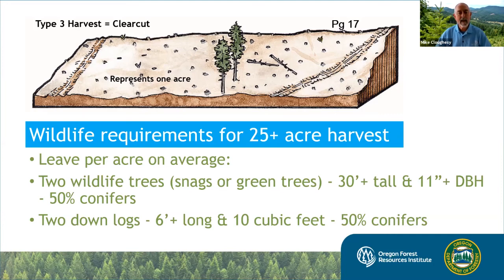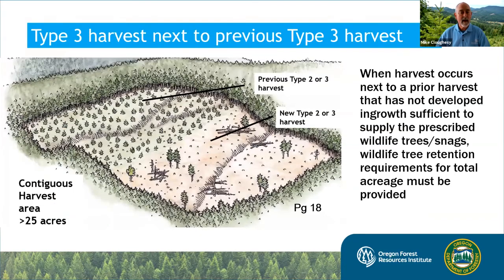In addition, if they're 20 cubic feet, they can count as 2 down logs. So you could have 2 down logs that were 10 feet, but if you have a 20 cubic feet log, that could count for 2. And we'll have a table that explains that.